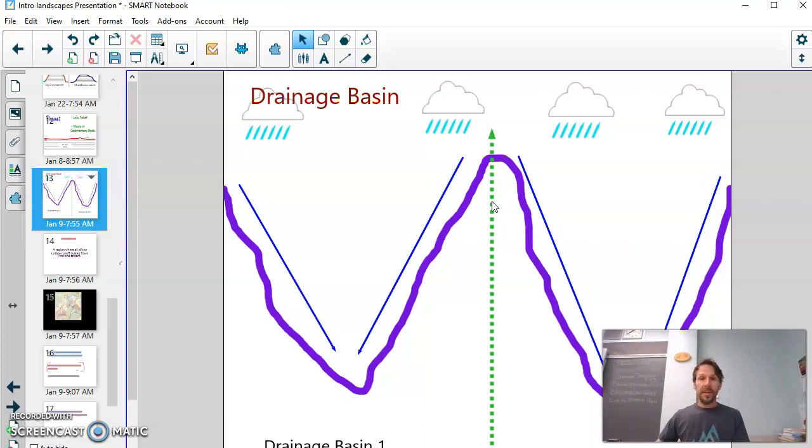So this here is a divide, and these things here are called drainage basins. A basin is an old word for a sink. People didn't used to have running water sinks, but they had like a big bowl, and they'd fill it up with water from like a well, and they would do their dishes in there, or wash their hands or their face in there. That's what a basin is. So a basin is like a big sink where water collects.